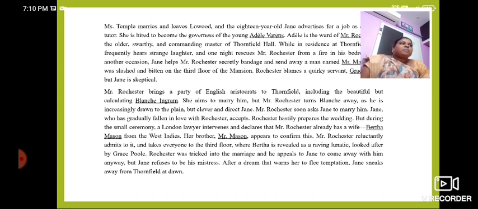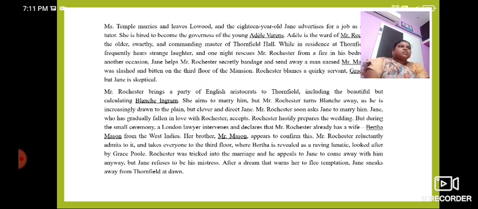Rochester hastily prepares the wedding, but during the small ceremony, a London lawyer intervenes and declares that Mr. Rochester already has a wife, Bertha Mason, from the West Indies. Her brother, Mr. Mason, appears to confirm this. Mr. Rochester reluctantly admits it, and takes everyone to the third floor, where Bertha is revealed as a raving lunatic looked after by Grace.